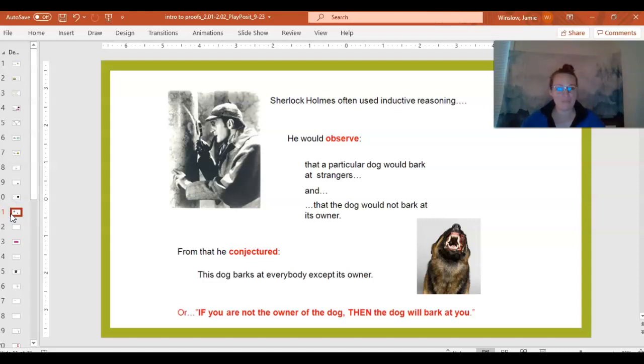You guys have heard of Sherlock Holmes. He often used inductive reasoning. He would observe that a particular dog would bark at strangers, and that dog would not bark at its owner. So the dog only barked at strangers. From that, he conjectured, or he made a statement, this dog barks at everybody except its owner. So if you are not the owner of the dog, then the dog will bark at you. So Sherlock Holmes made all these specific observations and made a grand statement about this dog. The dog does not look very friendly.